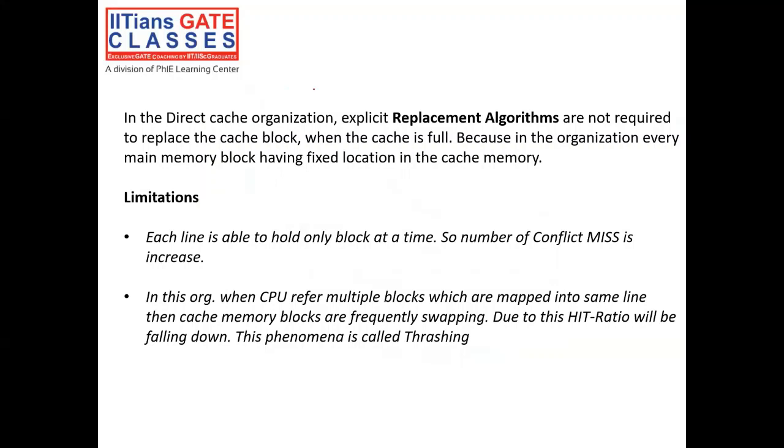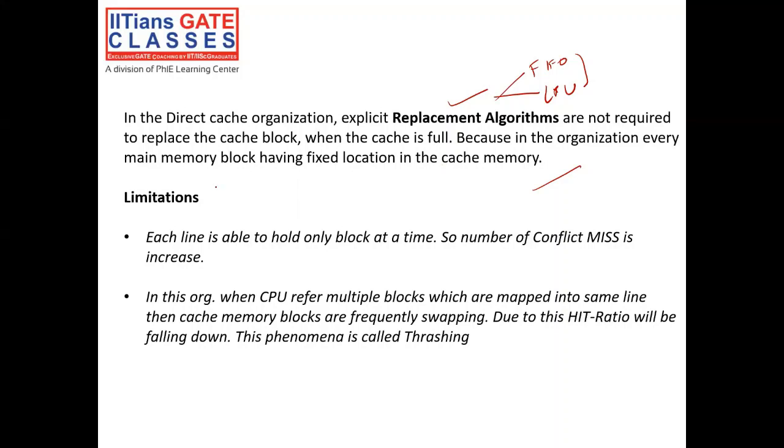So in the direct cache organization, an explicit replacement algorithm is not required, because we use the same mod function to place the block into the cache memory. Replacement algorithms means techniques like FIFO, first in first out, or LRU. There is no need to apply these techniques when the cache is full. In associative mapping and set associative mapping, we take help of an explicit replacement algorithm because there is no function to place the memory block.